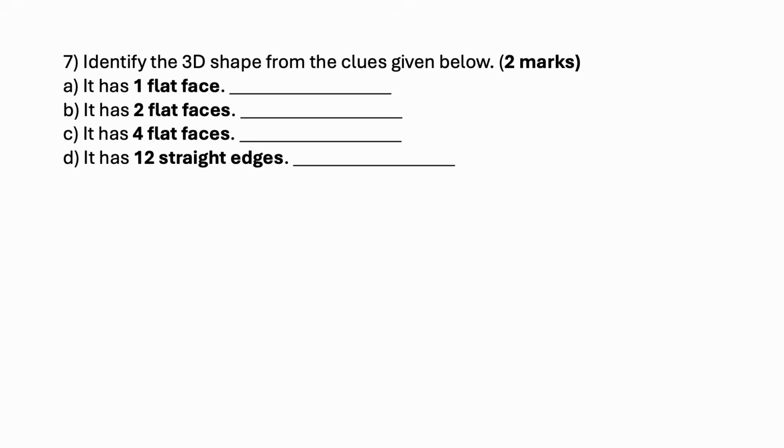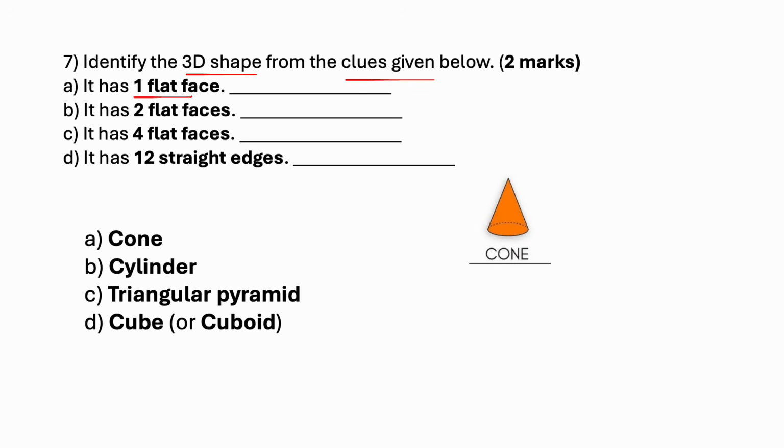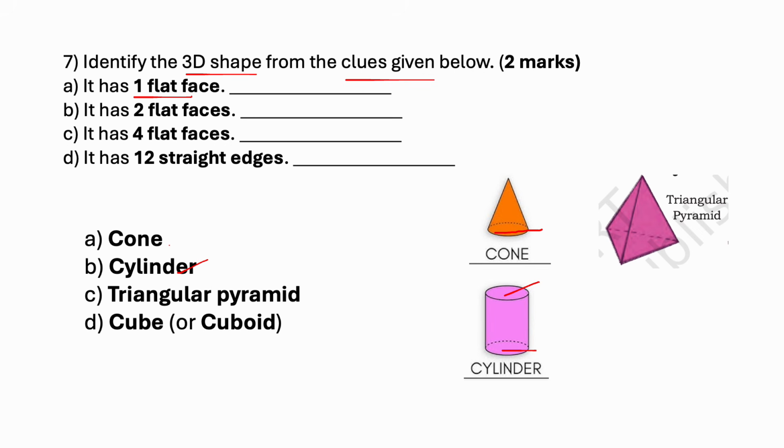Next one, identify the 3D shape from the clues given below. This is a 2 marks question. See first one, it has one flat face. Answer, cone. See, a cone has only one flat face. See, cylinder, it has two flat faces. So it is cylinder. Then 4 flat faces. This is triangular pyramid. It has 4 flat faces.